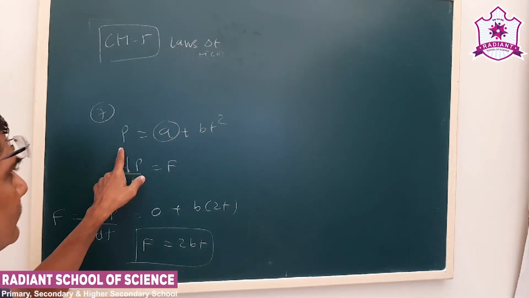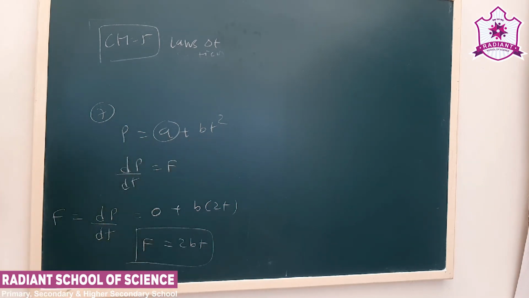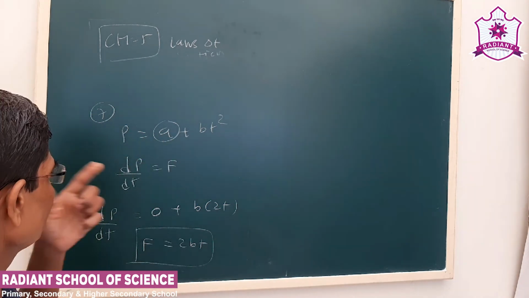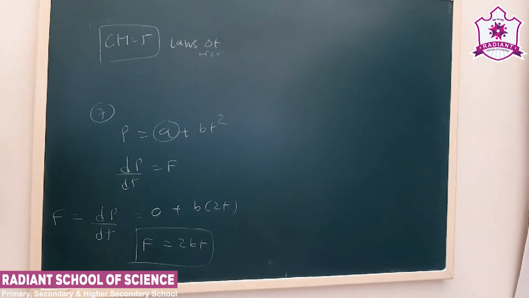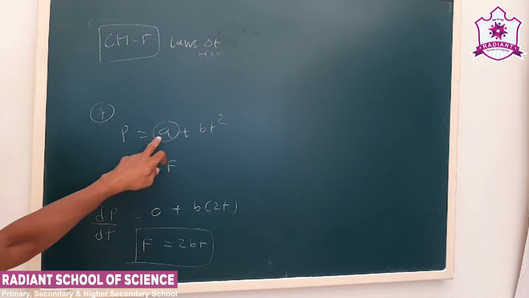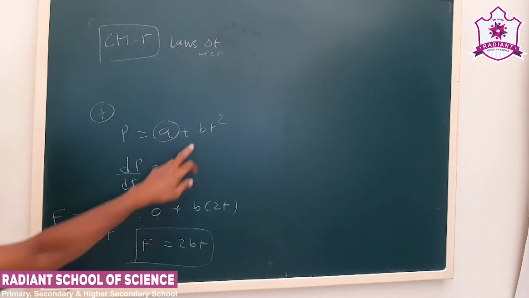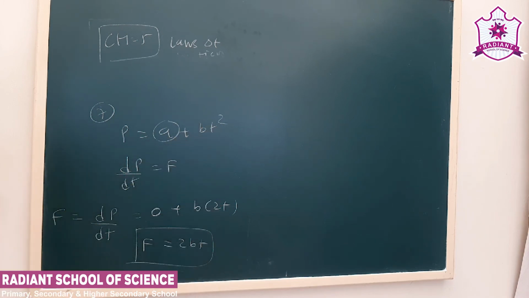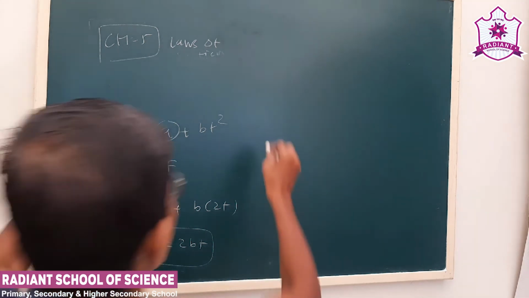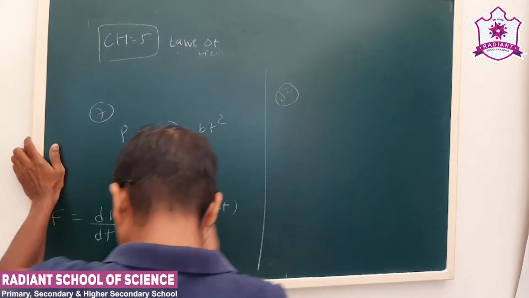So the momentum and time relation is given as A plus b t square. Now we know dP by dt is force, so we have taken the derivative. A is a constant term, its derivative is 0, b t square derivative is 2bt. Okay, this is how we can calculate the value of the force. Now, next MCQ.